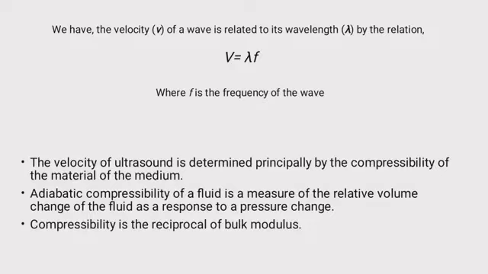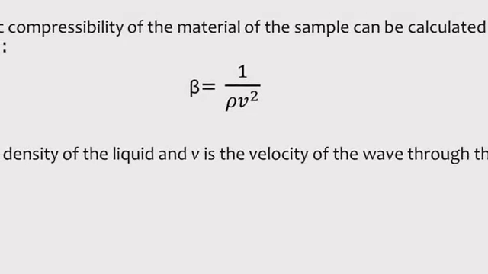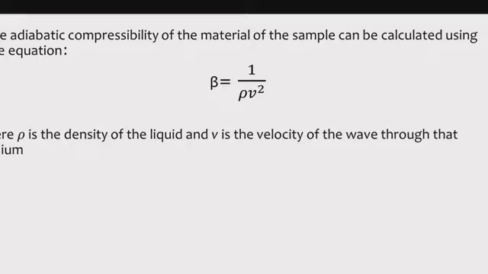Using this velocity, we find the adiabatic compressibility beta. We substitute v and rho, where rho is the density of the liquid which we have taken. In this case, the density is 1594 kilogram per meter cube.